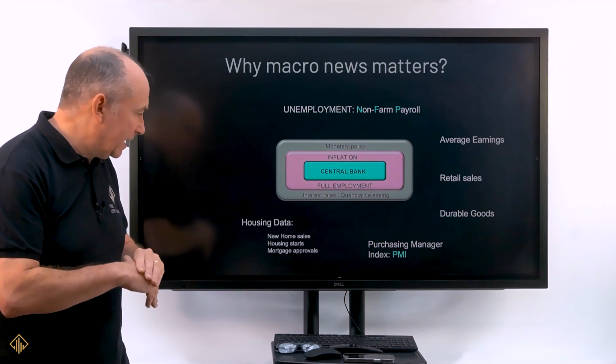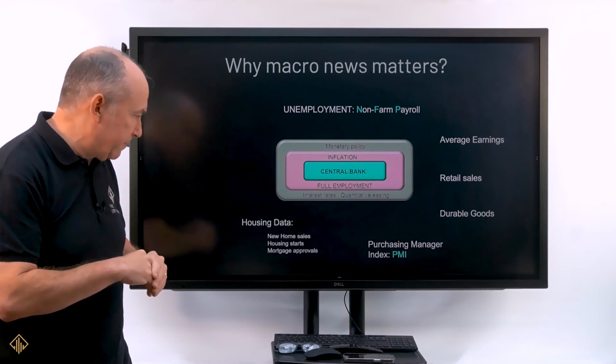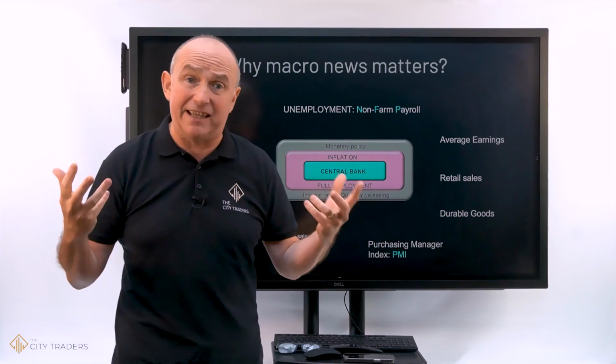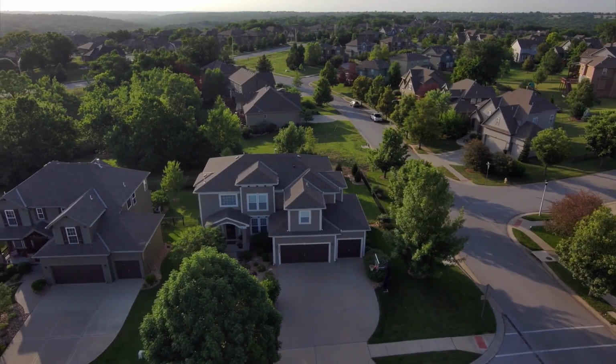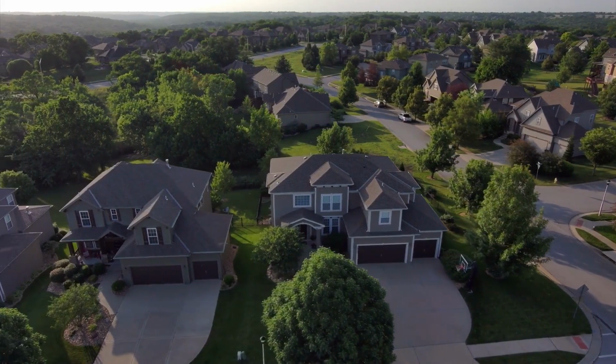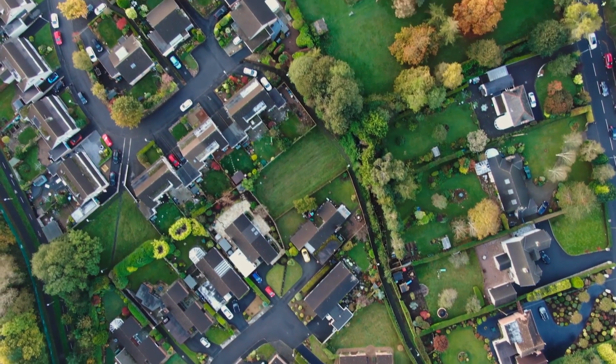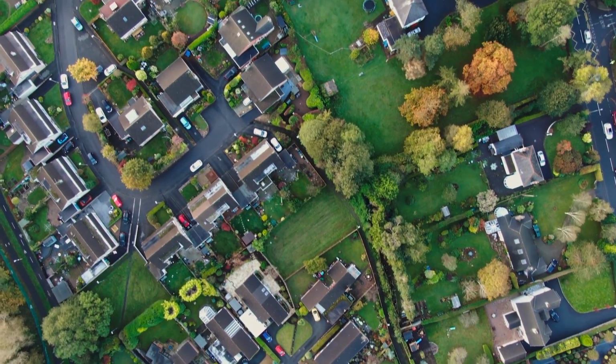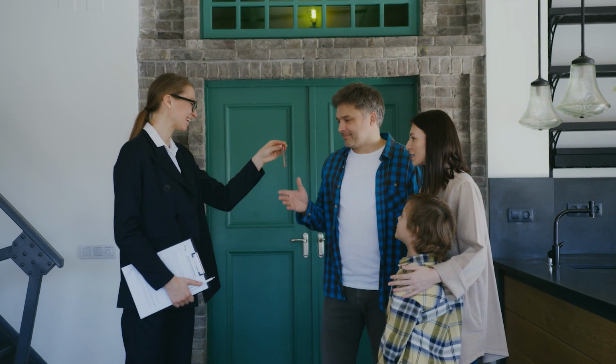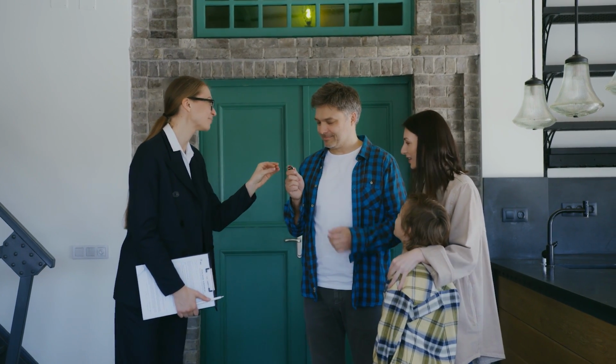Now, housing data, new home sales, housing starts, mortgage approvals, all this is a good indication. Again, these are high ticket items. You don't go out and buy a new house if you're worried about your job, if you haven't got a job. You need to have confidence in the economy, you need to have confidence in your work and so forth before you start looking for these new purchases.